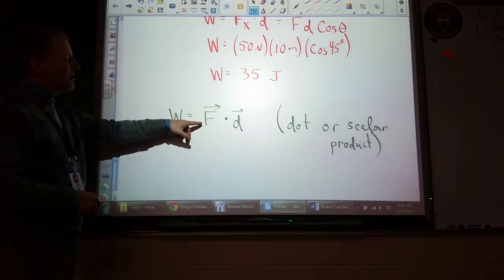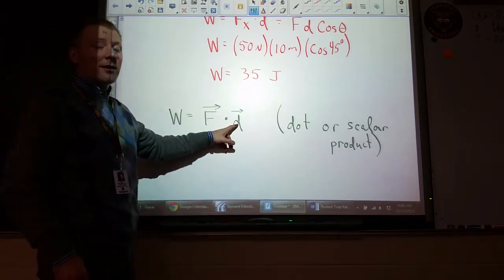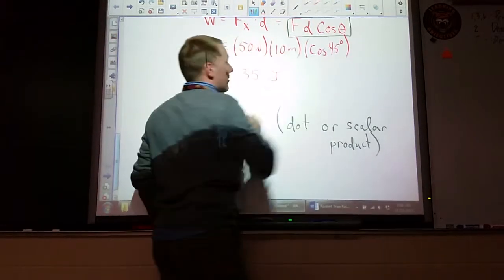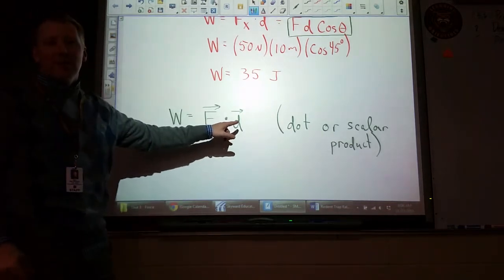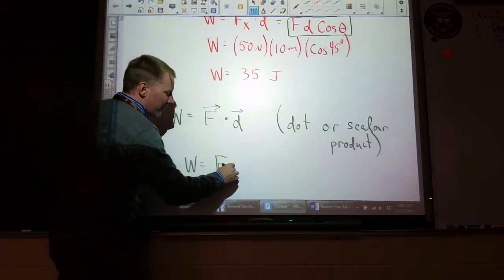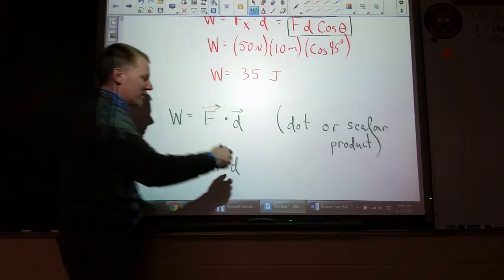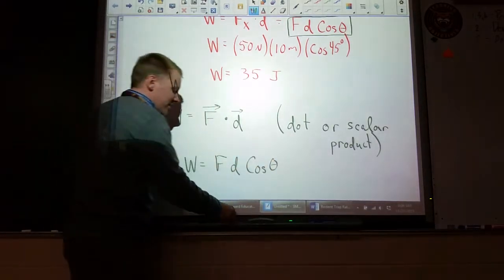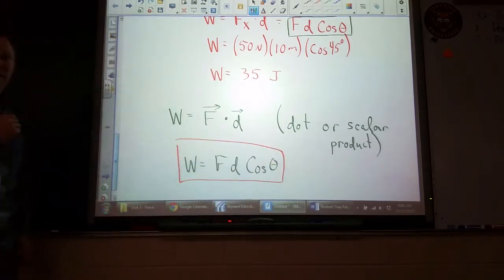Well, as it turns out, if we want just the component of the force that is parallel to the displacement, we already figured out how to do that using trig. And that's how this dot product works out too. So the more general form is the force times now the distance that it's moved times the cosine of the angle between the force and the distance. This is an important work formula.